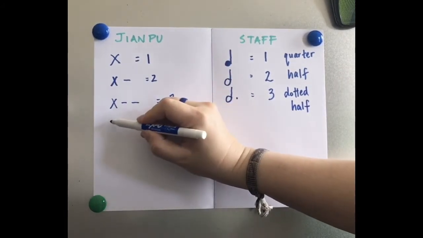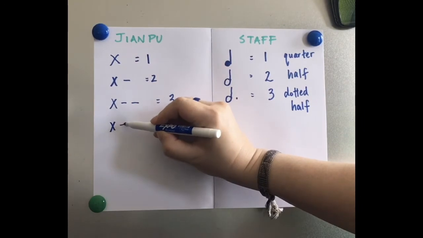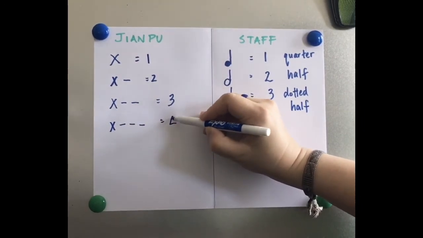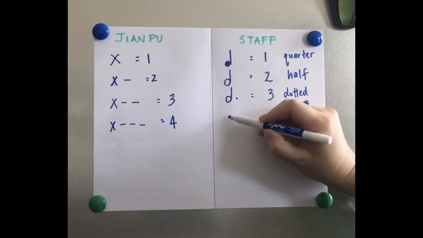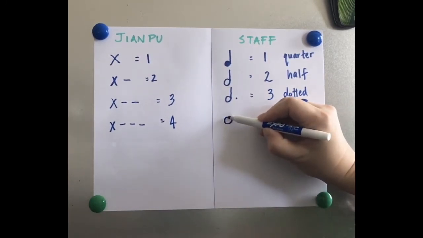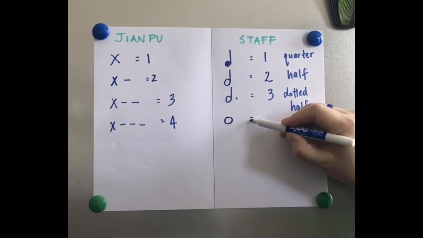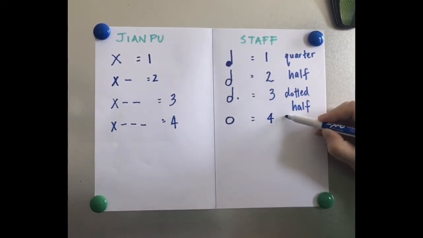When we have 4 beats, we will have 3 dashes next to the note. And so this is 4 beats. And in staff notation, it's just a circle, and that's called a whole note. And so this has 4 beats, and we call this a whole note.